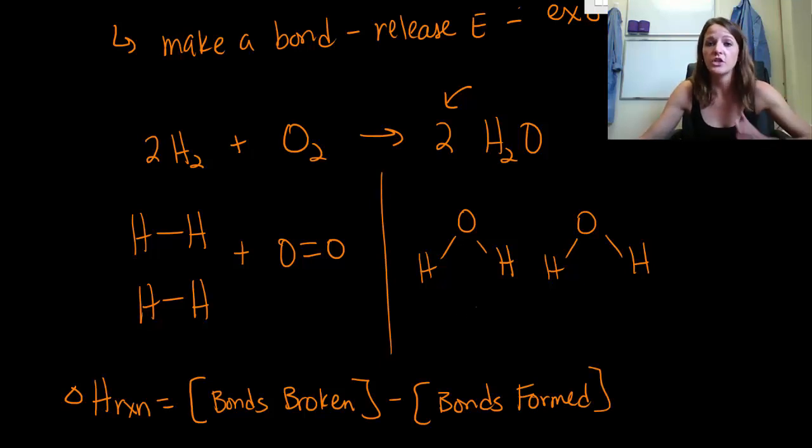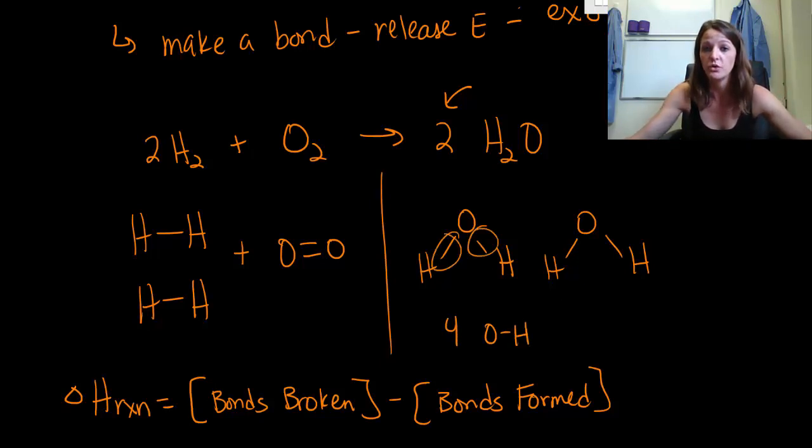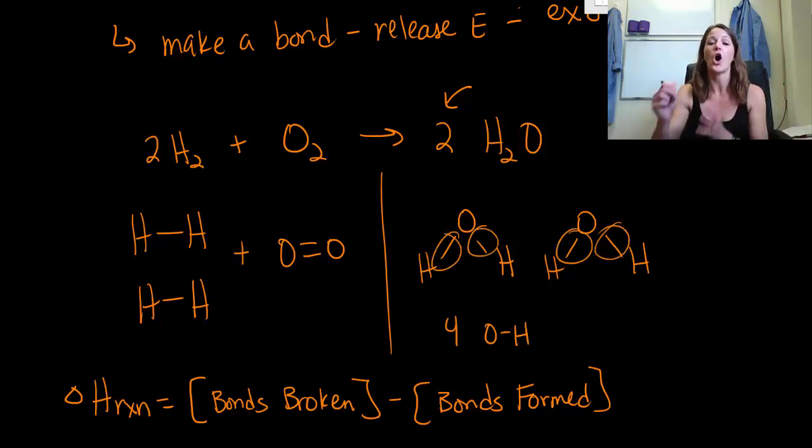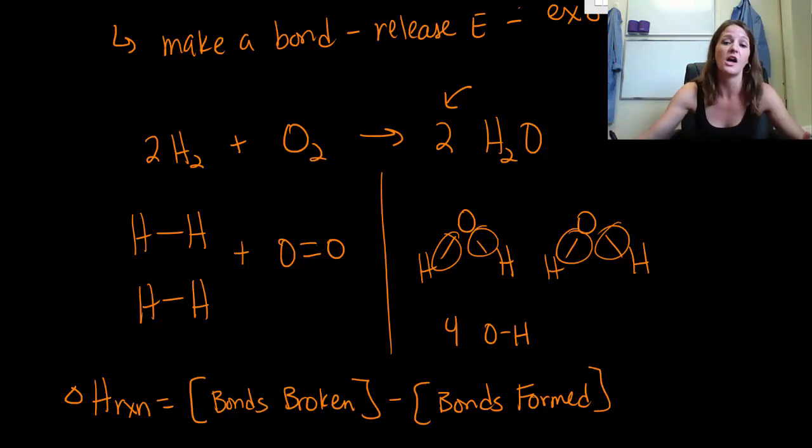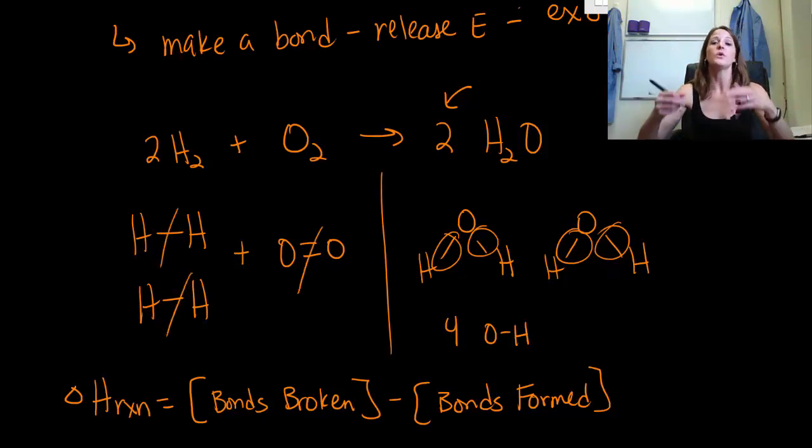In order to create two water molecules, I need to create four oxygen-hydrogen bonds. Hopefully you see that. 1, 2, 3, and 4. I have to create all four of those in order to actually make water, right? But in order to do that, if we're starting with hydrogen, hydrogen, and oxygen, oxygen, I absolutely have to break all of those bonds. So in order to calculate the total energy flow of your reaction, you break all the bonds on your reactant side and you make all your bonds on your product side.